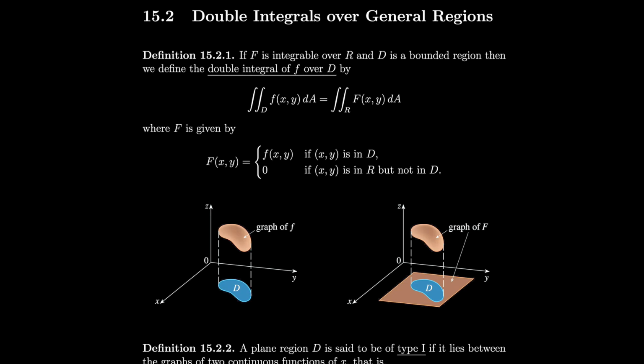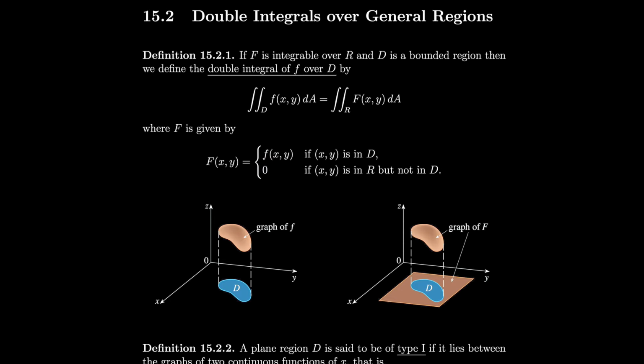Section 15.2, Double Integrals over General Regions. If capital F is integrable over R and D is the bounded region, then we define the double integral of lowercase f over D by the double integral of capital F over R, where capital F is our function, equal only to our function when xy is in domain D, and 0 when it's in R but not in D.